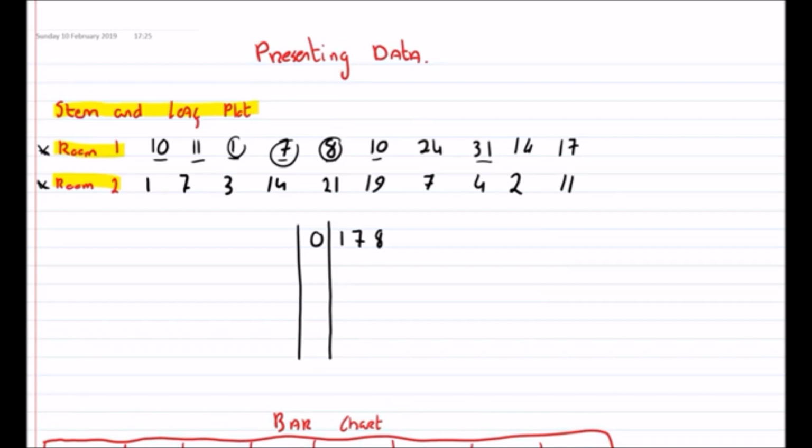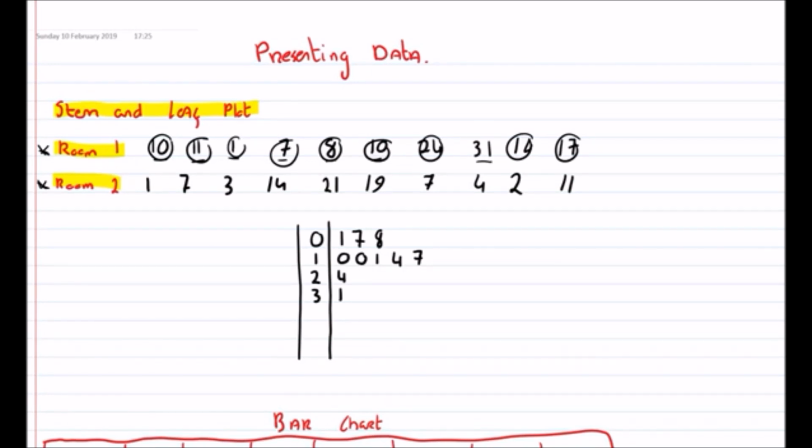We're done with all the 1-digit numbers, so we go down to the next. We have a 10, so that'll be a 1 in here, a 0 here. We have another 10, and we have an 11. We have a 14. We have a 17. Then we have a 24 and a 31. Okay. Now, if it was just one set of data, we'd leave it at that, right? We would go the stem and then the leaves, I suppose, all to the right. But we have a second set of data here, and we want to compare both.